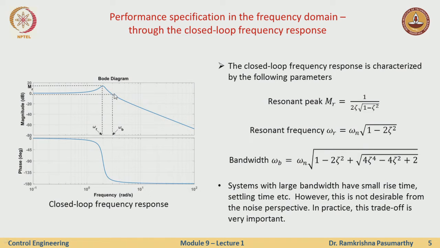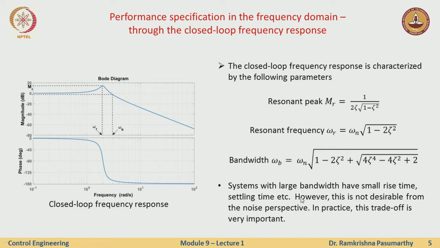Similarly, the bandwidth was computed in the following way, depending on omega n and also zeta. So what is the observation from these three things? Systems which have large bandwidth, or bandwidth close to omega n, mean zeta would be closer to 0, and the smaller the zeta, the smaller the rise time and so on. Of course, you will have to trade off in terms of the overshoots.